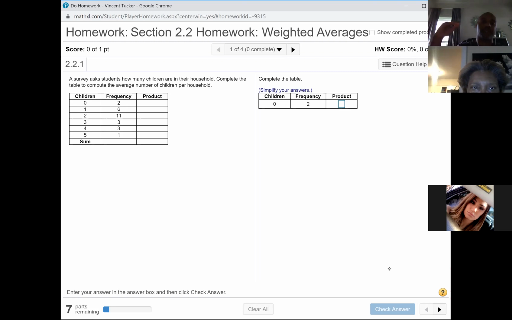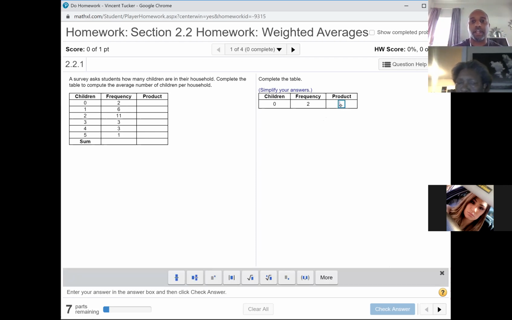So you see, frequency is the number of times that the number on the left appeared. Is everybody okay with that? So when you say how many times does something frequently occur, in this case, 0 occurred 2 times. Product is multiplication. So that means in this first column, 0 times 2 is 0.